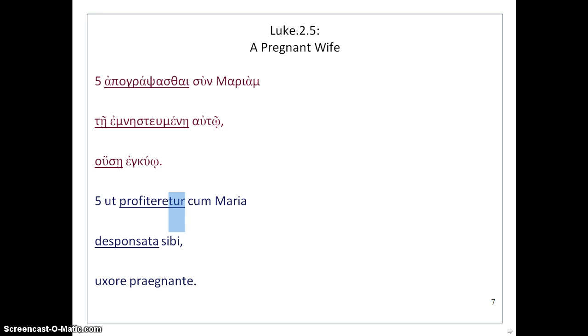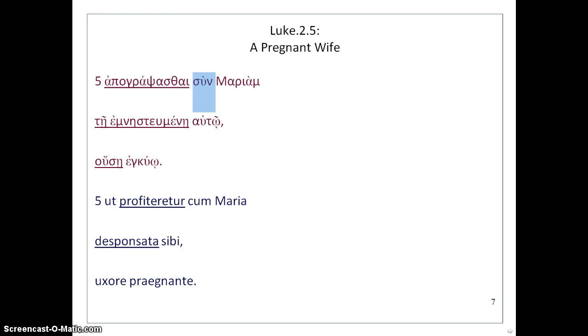Whether in Greek or in Latin, the purpose was to register. There is a prepositional phrase modifying this purpose. In Greek, we have the phrase sun Mariam, meaning with Mary. Sun, a Greek preposition meaning with, typically takes the dative case. It reminds us of English words like synchronize and synthesis.